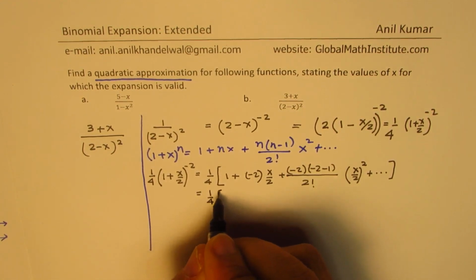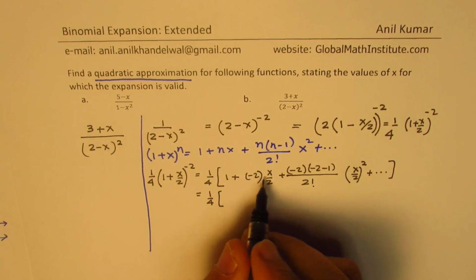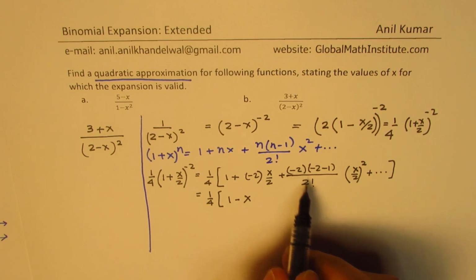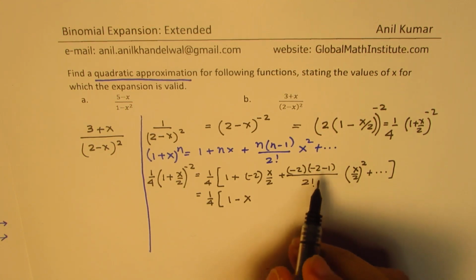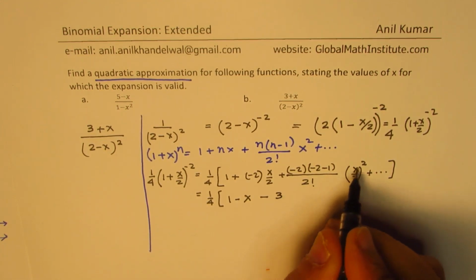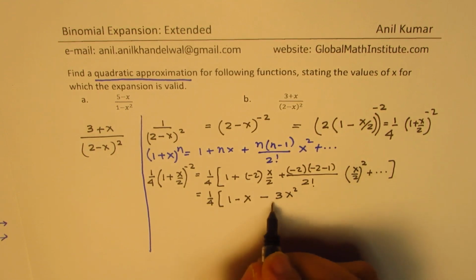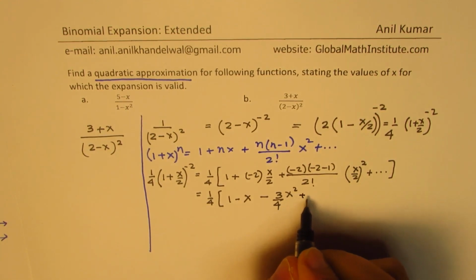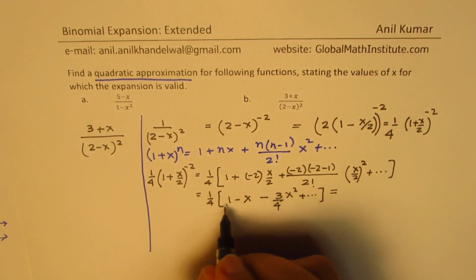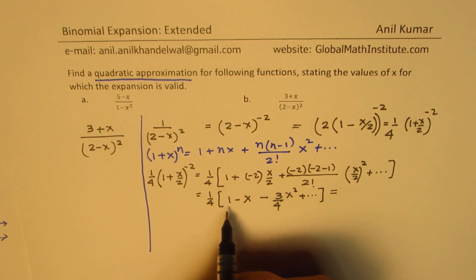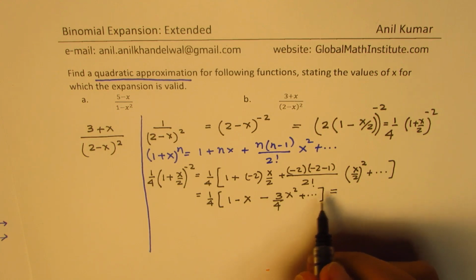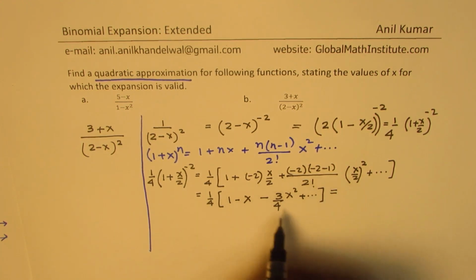So that is 1 over 4. 2 and 2 cancel. With the negative sign, we get 1 minus x. Now in this case, we have 2 and 2 cancel. Minus 2 minus 1 is minus 3. So we get minus 3 x squared over 2 squared, which is 4. We'll neglect the other terms, right? So that is what. We could now multiply by 1 over 4 and write this as, or shall we keep it outside? Let's keep it outside. Okay.